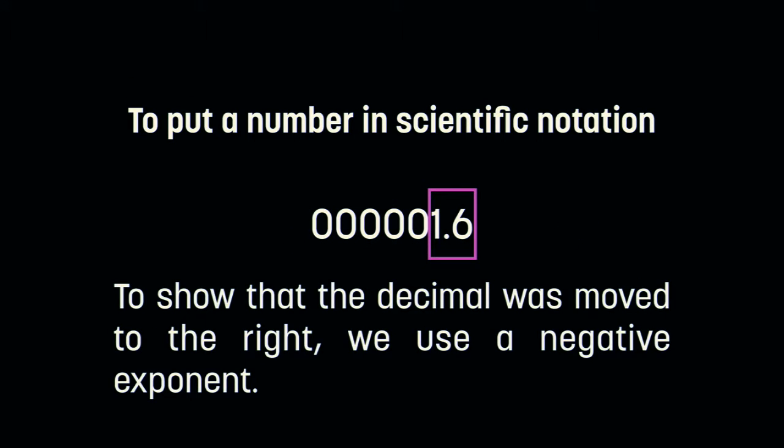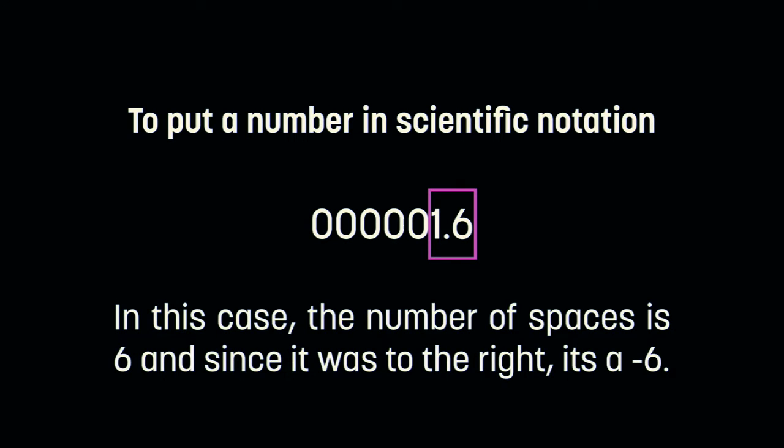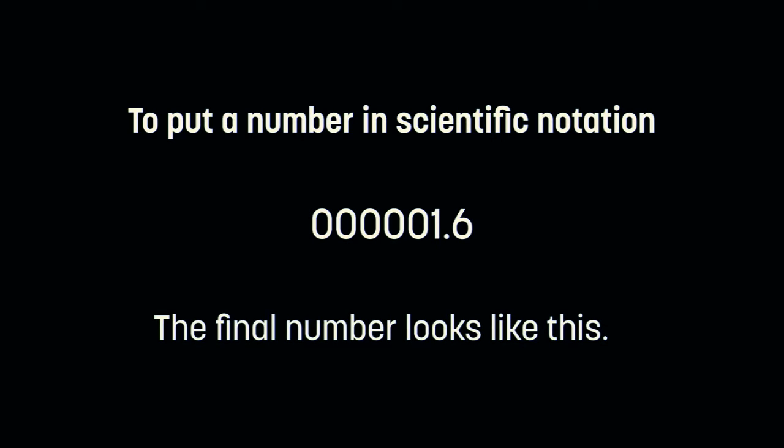That means when we raise it to a power of 10, we have to put the number 6. The only difference is because we went to the right and not to the left, it would be a negative exponent. So our number, in this case, would look like this. 1.6 times 10 to the negative 6.